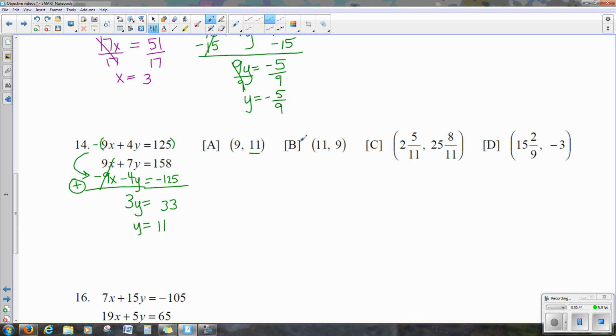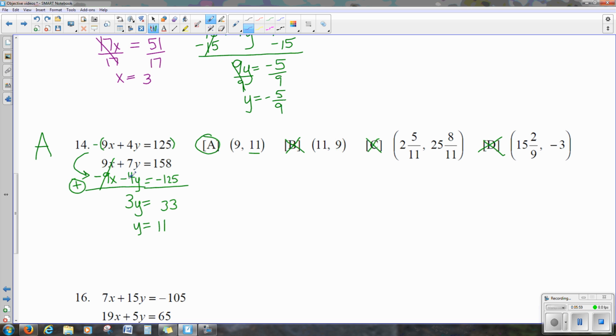This one, they've got 11 as the x value. That's not what we want. This one is definitely not 11, and neither is that one. So you could probably go ahead and pick A, although it's definitely not a bad idea to go back in and just double check.